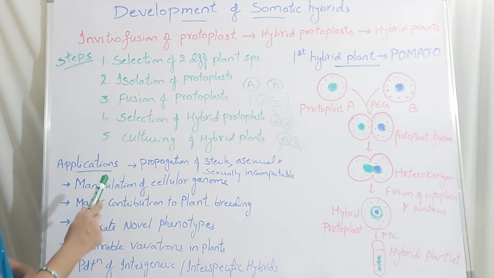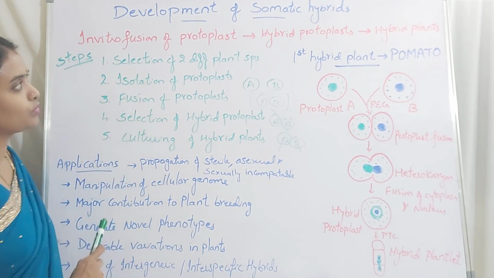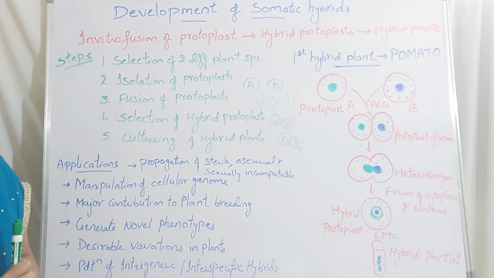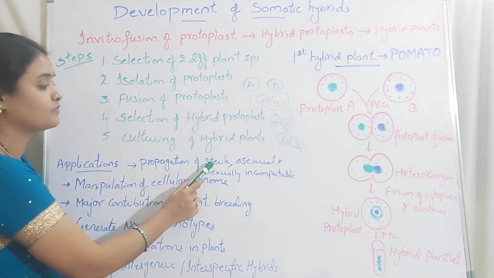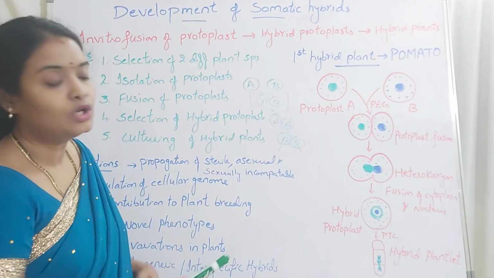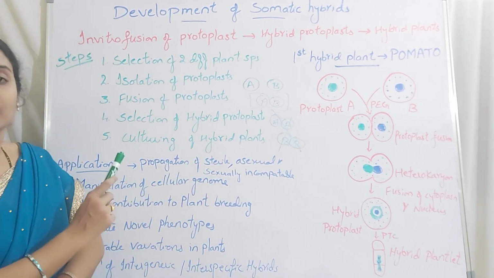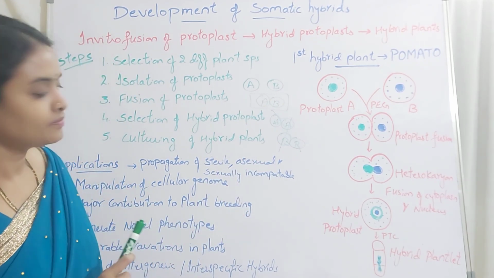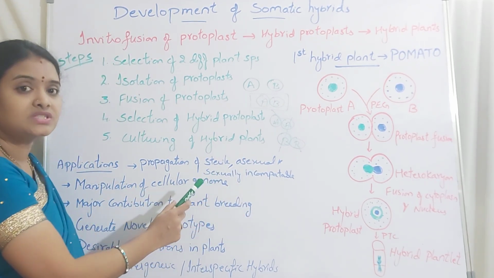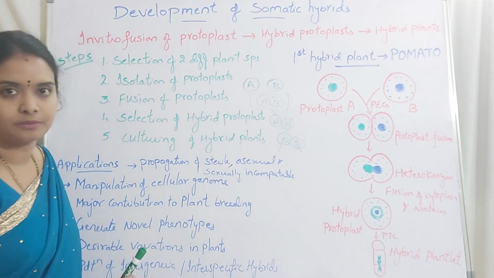Here you have why you have to perform this somatic hybridization. The first reason is if the propagation is not possible in case of sterile plants, whose gametes are sterile. Otherwise in case of asexual reproducing plants. Otherwise, the plants which are sexually incompatible, right?